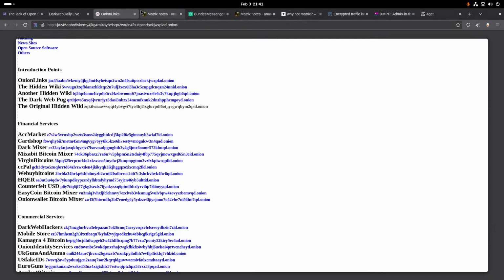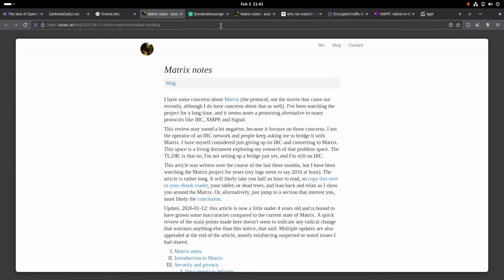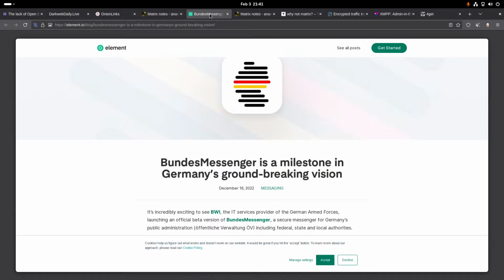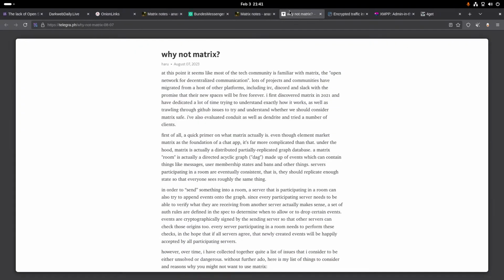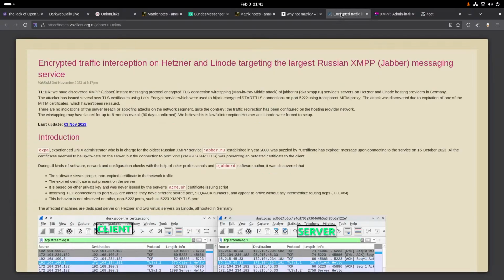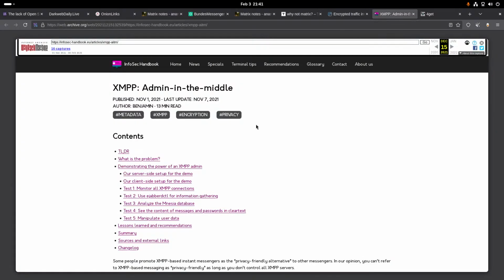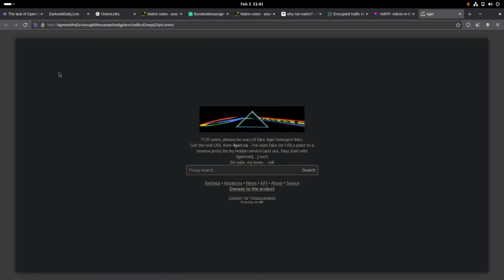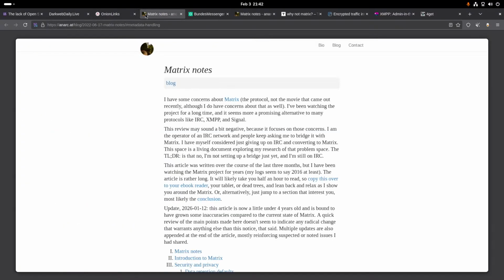Okay, so we're gonna look at some interesting thing called the Matrix Notes, and this stuff isn't super old. I also found this. Tor users, please be wary of fake stuff.